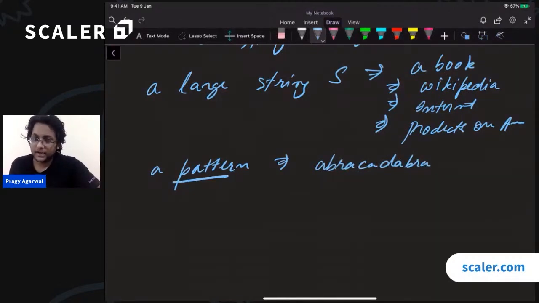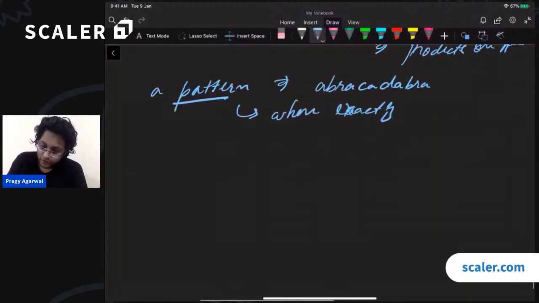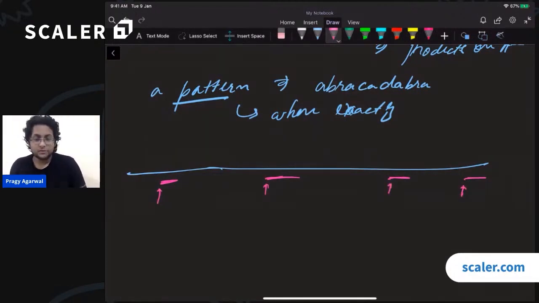Right? That is one of the most important things that we do while we are searching. But more importantly, I need to find where exactly. So suppose that I have this large string over here, and suppose my given pattern appears over here, over here, over here, and over here. Then I should be returning the starting indices of all these different occurrences. That is what the string search problem means.